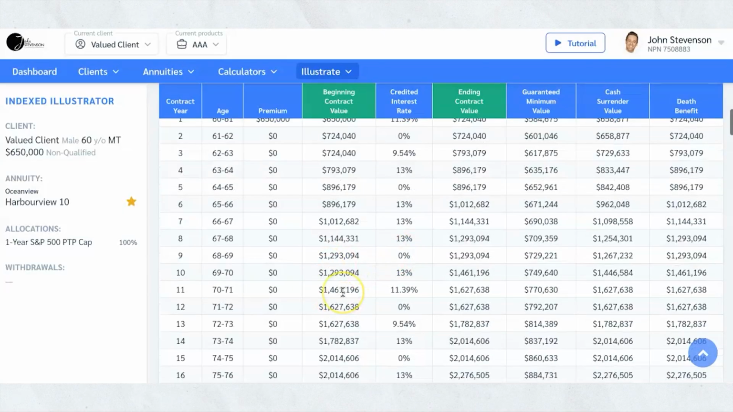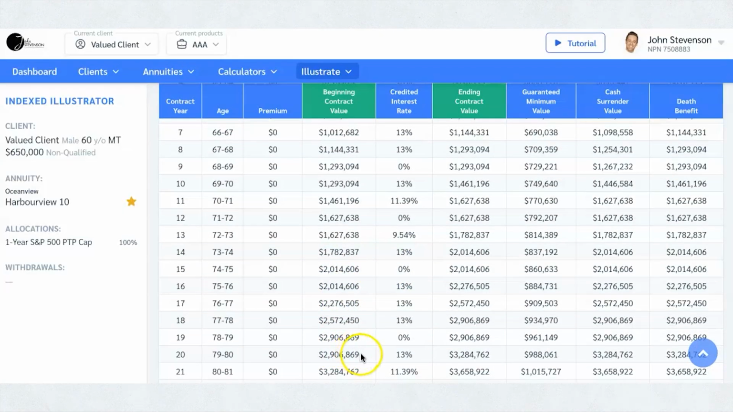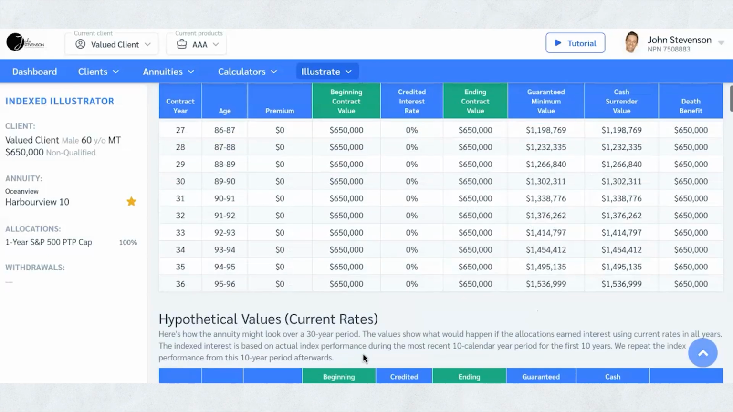But anyways, if we look at this same 20-year period, this 650 grows to $2.9 million. Well, that's actually really, really good. So that is realistic as long as that cap stays exactly where it is. And that is not realistic. Okay, the cap will change. So keep that in mind.